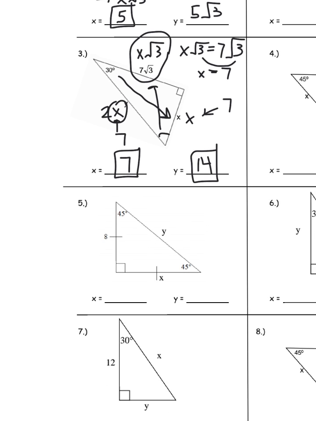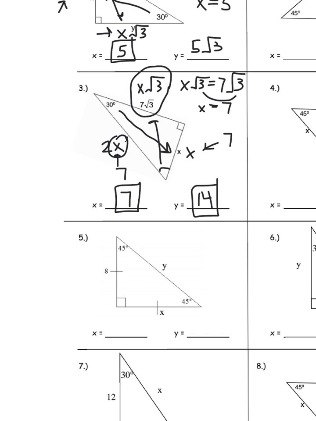Moving on down, now we get to number 5 where we've got a 45, 45, 90 triangle. Same idea here, except we're not using X square root of 3 and 2X. We're going to use X and X square root of 2. So look at your 45, 45, 90 triangle to figure out the patterns for the sides. Both of your legs are going to be X, and then the hypotenuse is always X square root of 2. So we just need to figure out what X is.